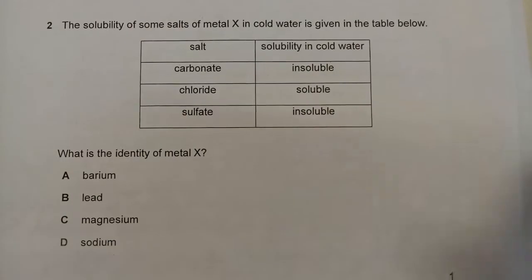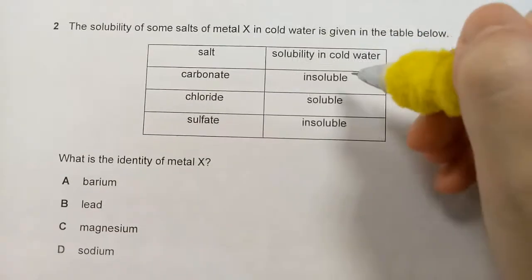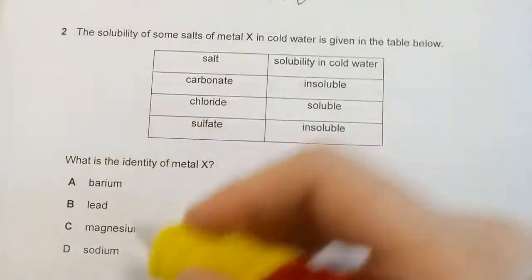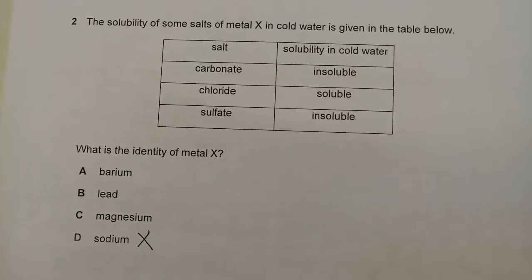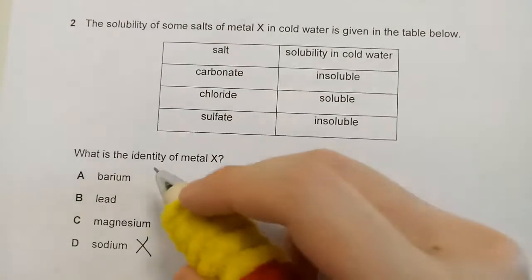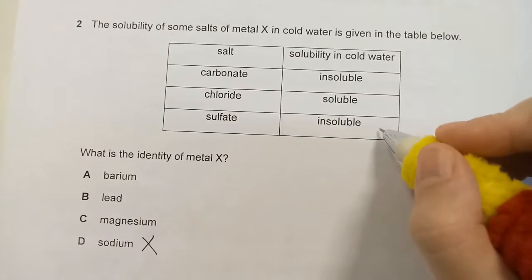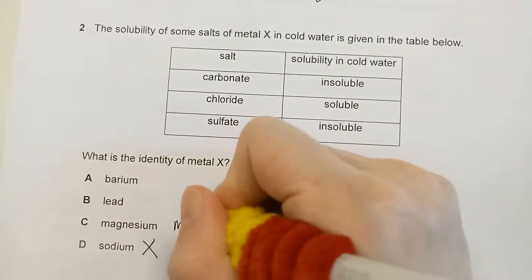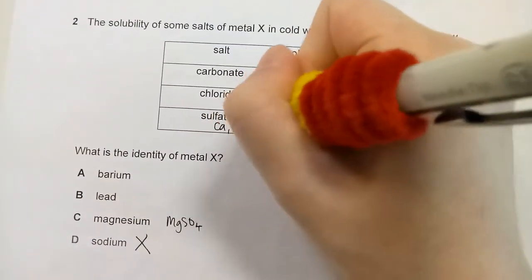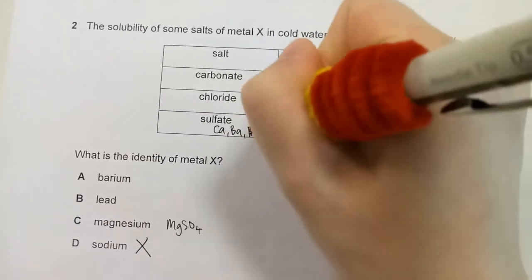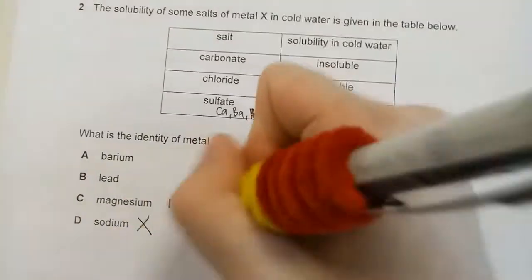The solubility of some salts of metal X in cold water is given in the table below. We see some of these are insoluble, so we can immediately cancel out sodium because we know all sodium salts are soluble. Now let's look here. Magnesium. Magnesium sulfate is soluble because your insoluble sulfates are your calcium, barium and lead. So this is soluble, but here says insoluble, so this is wrong.